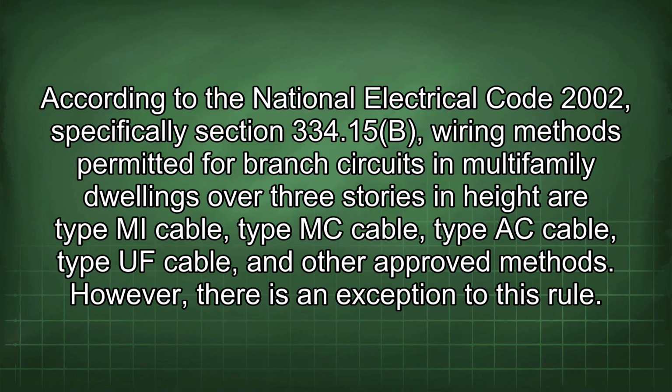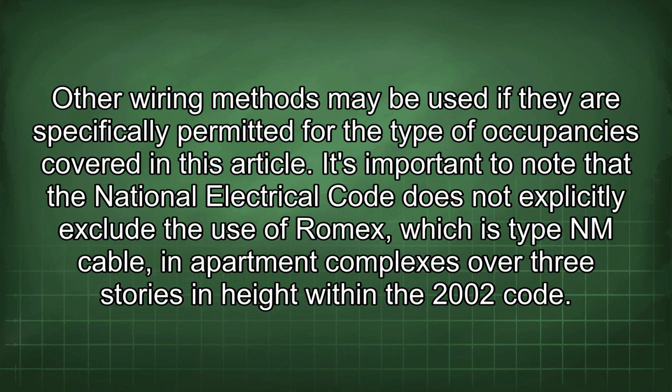According to the National Electrical Code 2002, specifically Section 334.15(B), wiring methods permitted for branch circuits in multifamily dwellings over 3 stories in height are Type MI cable, Type MC cable, Type AC cable, Type UF cable, and other approved methods. However, there is an exception to this rule. Other wiring methods may be used if they are specifically permitted for the type of occupancies covered in this article.